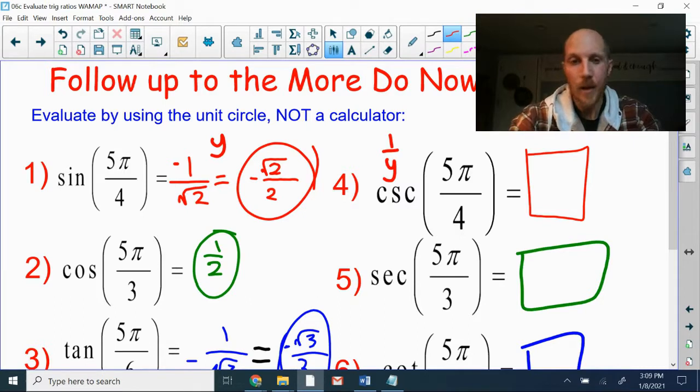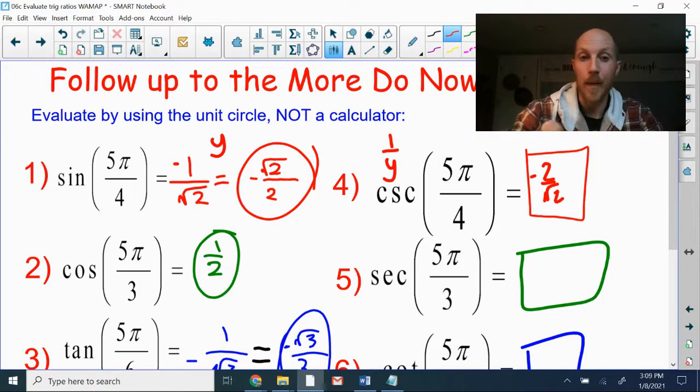So we ended with negative radical 2 over 2. That was our answer for sine. The reciprocal of that is going to give us negative 2 over the square root of 2, which we would need to rationalize the denominator to get a final answer. We can do that, that's fine.